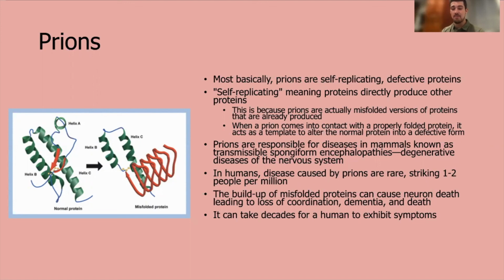proteins. One, because the buildup of the proteins is interfering with daily functioning, and two, because there is a lot less of normally folded proteins, and those proteins are not doing their job. So it can cause neuron death, and this neuron death will lead to loss of coordination. It'll lead to dementia and eventually death. It can actually take decades for humans to exhibit symptoms of a disease caused by a prion. So it's very quiet.